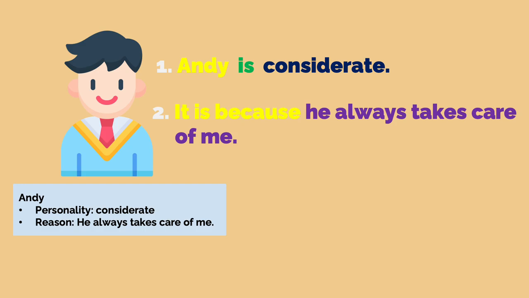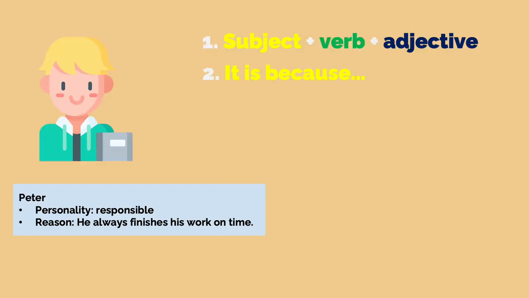So first of all, to describe Andy's personality, we can say Andy is considerate. Andy is the subject, the person whom we are describing. Is is the verb, and considerate is the adjective. And to explain why Andy is considerate, we can say it is because he always takes care of me. This sentence explains why Andy is considerate. Let's try one more question.